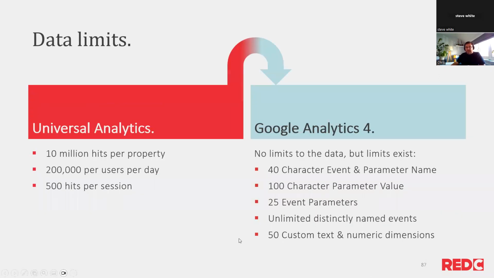So again, in Universal Analytics, those were your data limits there. In GA4, there's no real limits to the data outside of the timing and the timing delay of 24 to 48 hours, but there are limits to the number of event parameter names, values, parameters you can add, and the custom text and definitions you create.